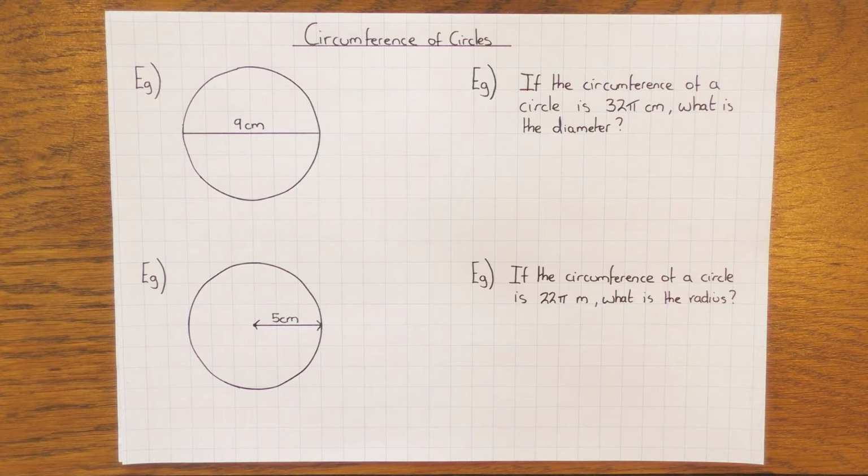And we're also going to have a look at how we work out the perimeter of semicircles, quarter circles, three-quarters of a circle, and have a look at one type of question that could come up in relation to circumference of circles. Okay, so let's get cracking.